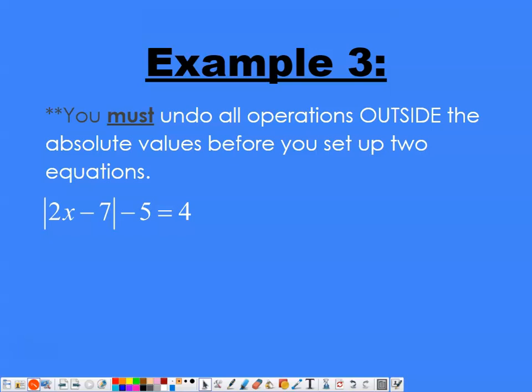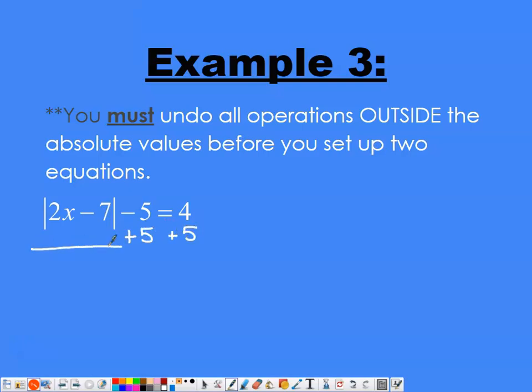We need to go ahead and solve this absolute value equation, and notice that we have operations happening outside of the absolute value itself. So the first thing that we need to do is to undo all those operations outside and then go ahead and set up those two equations. Okay? So the operation that's happening outside is this minus 5. So we need to go ahead and just get rid of that and then isolate the absolute value itself. Then we can set up those two equations. So let's go ahead and add 5.